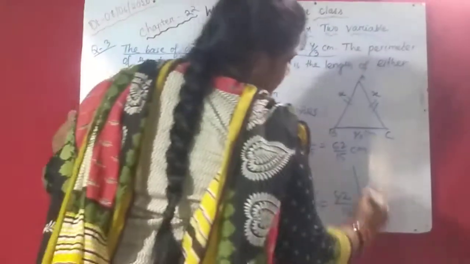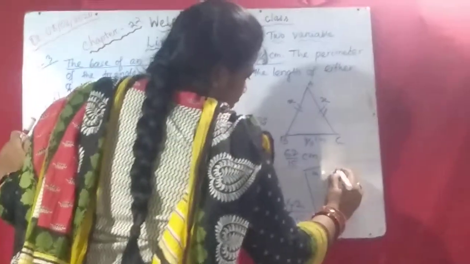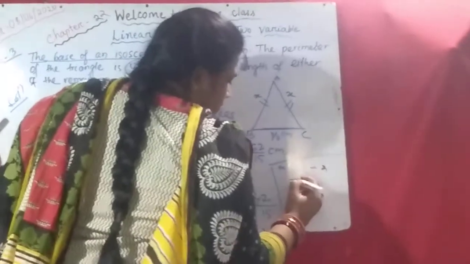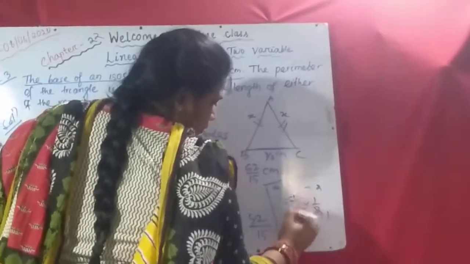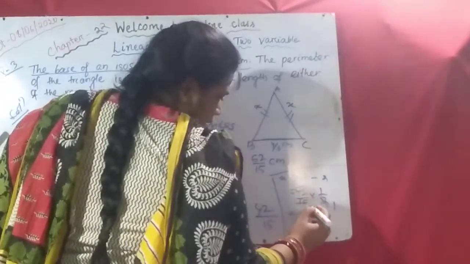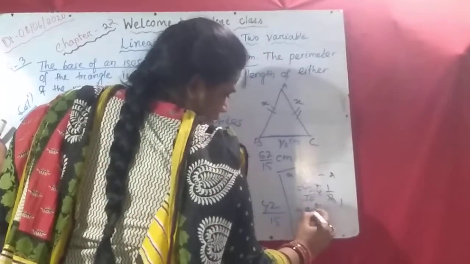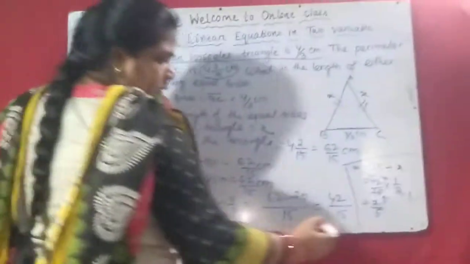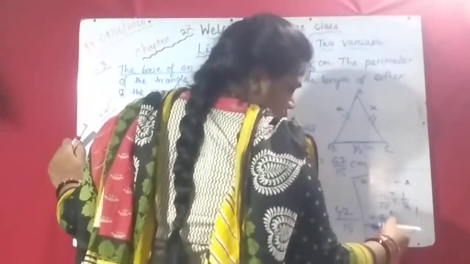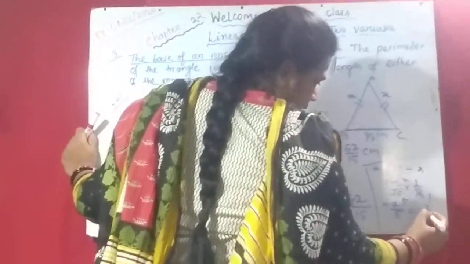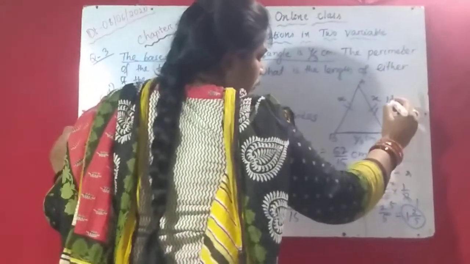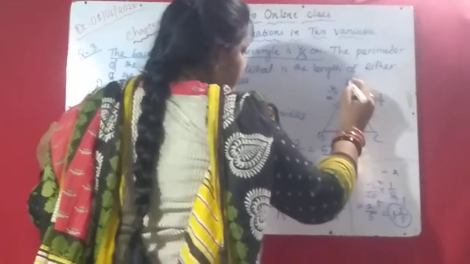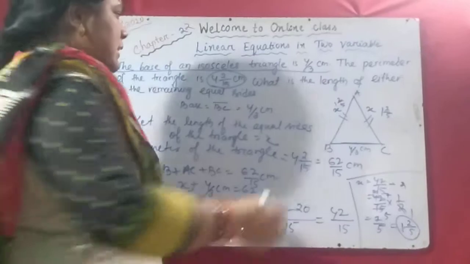Here I will do x equals 42 by 15 divided by 2, that is 42 by 15 into 1 by 2. 2 ones are 2, 2 twenty-ones are 42. 5 threes are 15, so it becomes 7 by 5. Again, you do it: 5 ones are 5, so it is 1 2 by 5. This is the answer. So each equal side is 1 2 by 5.